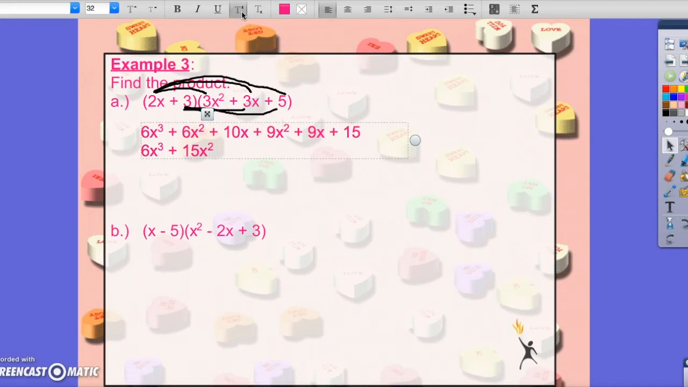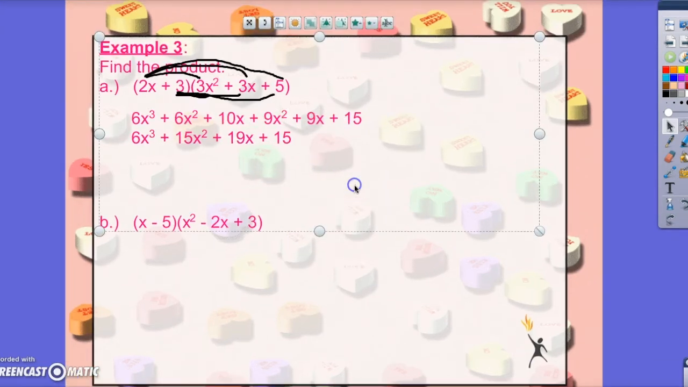But when you add or subtract, you just combine the number in front and attach the variable to it with the exponents. 10x plus 9x is plus 19x. Then we're left with the 15. So that's my answer here.